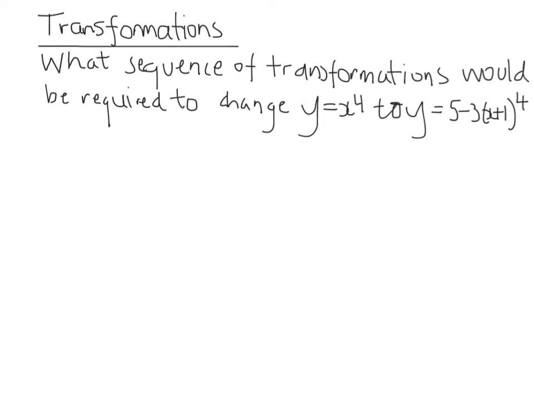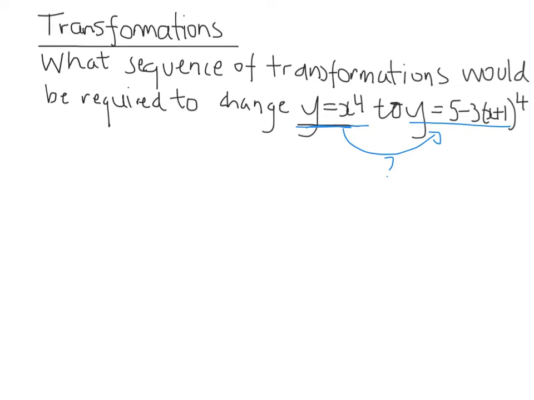What I'm trying to do now is a transformation where I don't give you the list of transformations that you need to change from one function to another. What I'm doing is saying that if we have this graph here, how do I change it to this graph here? How do I go from there to there? And what is the sequence of transformations that I will need to go through?